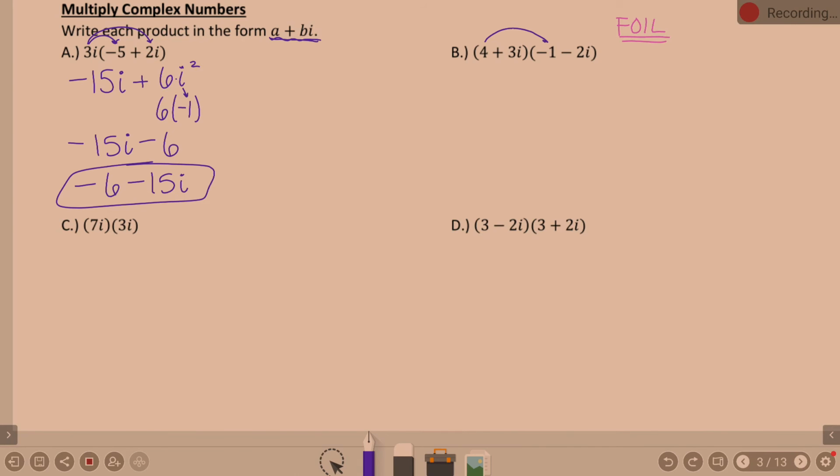First term in each parenthesis, what is 4 times negative 1? Negative 4. Then we distribute the 4 again, or we're doing the outside terms. 4 times negative 2i is going to be negative 8i. Now we have to distribute the 3i, or I'm doing the insides. 3i times negative 1 is negative 3i. And then I'm going to distribute the 3i one last time, or in other words, I'm doing last. 3i times negative 2i.